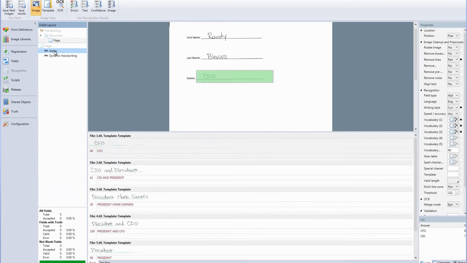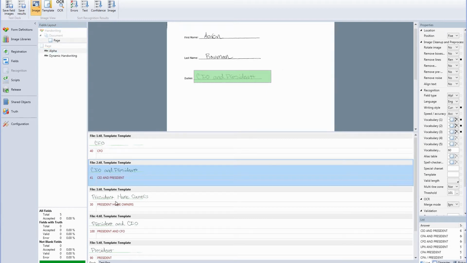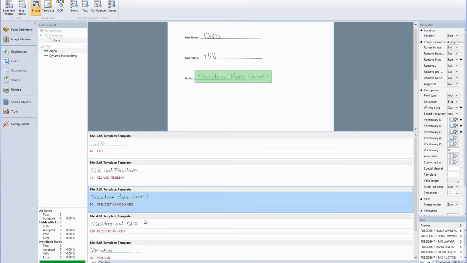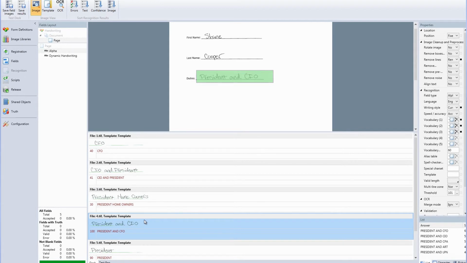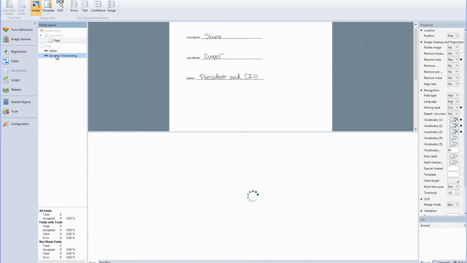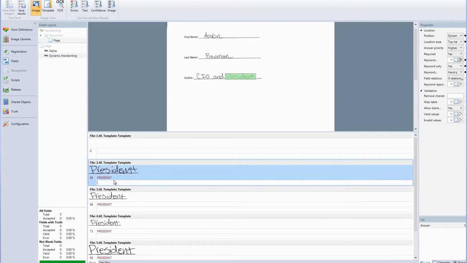The first one is the fixed field where we are looking at the same location every time, since the documents are the same. We do this as a fixed zone. When the search is changed to dynamic handwriting, the solution can still find the very specific word of president.